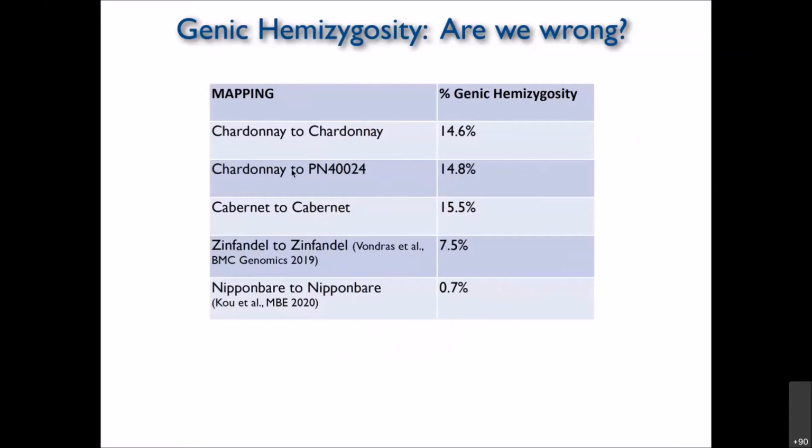We did this mapping Chardonnay reads to another reference. We got 15%. We did Cabernet reads, this is from Dario's lab, to a Cabernet reference, we got 15%. We now have a Zinfandel genome, and it's less heterozygous both for SNPs and for hemizygosity. So the point is that you can summarize it however you want, but around 1 in 10 genes is hemizygous. There's only one copy of alleles.